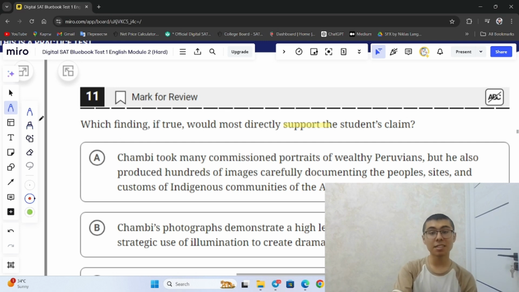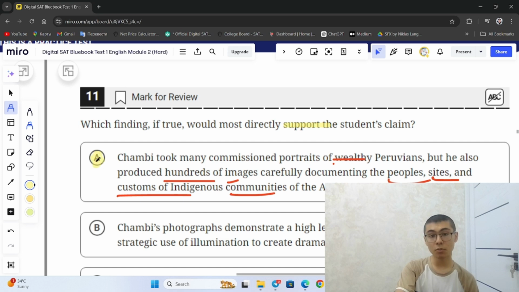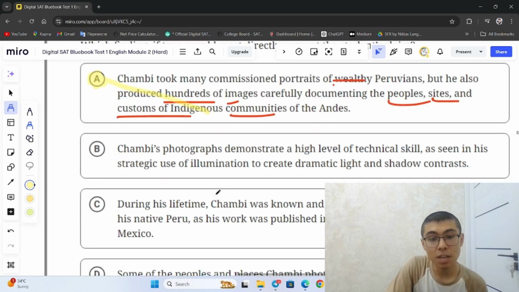These are all various elements, right? Portraits of wealthy people and hundreds of images of people, sites, and customs of the communities. And this is exactly what I was looking for. We have a lot of diverse, various elements of the society. B, Chambi's photographs demonstrate a high level of technical skill. Are we talking about technical skill? No, right? So B is incorrect.